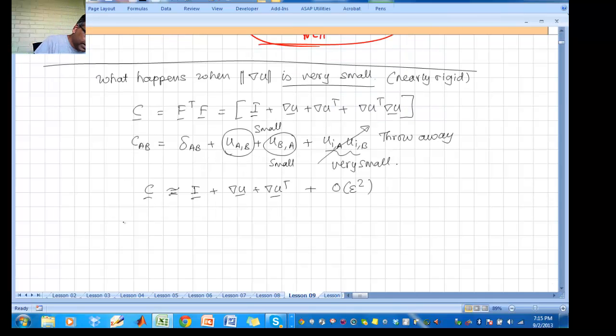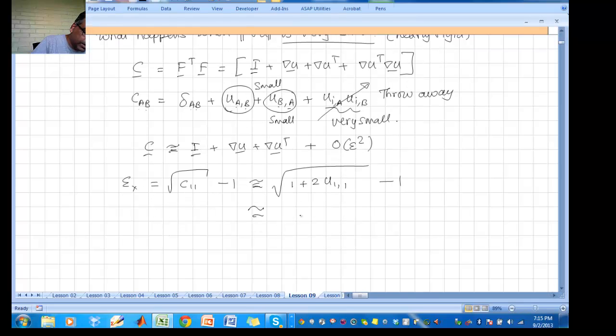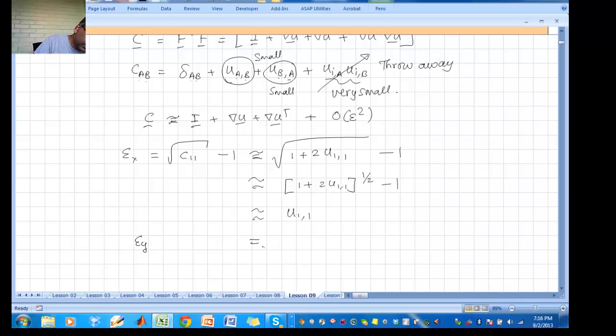Not only that, what about my epsilon x, which was square root of C11 minus 1? Which is square root of 1 plus, because C11, if you put A equal to 1, B equal to 1, I'll get 1 plus U1 comma 1 plus U1 comma 1. So 1 plus 2 U1 comma 1 to the power half minus 1, which will turn out to be approximately U1 comma 1. Hey, that's very nice. Look at how simple it is. It's just gradient of U, the first term. Epsilon y will turn out to be approximately equal to U2 comma 2. Very, very nice.